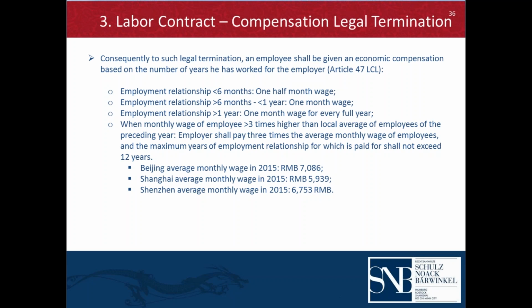The legal mandatory compensation is calculated according to the employment terms. If the employee was employed for less than 6 months, then it's half a month's wage. If it's more than 6 months but less than 1 year, then 1 month's wage, and more than 1 year, then for each employment year it is 1 month's salary which you have to pay.